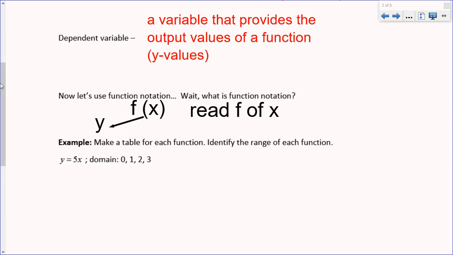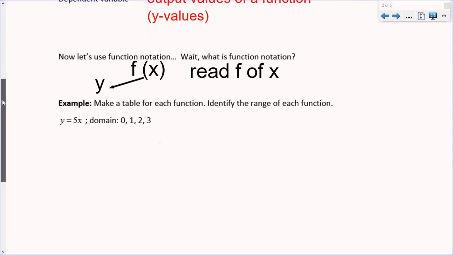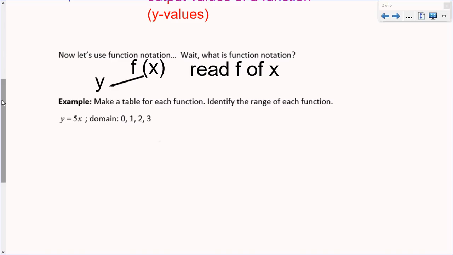Okay, so here's an example. We need to make a table for each function and identify the range of each function. So here we have y equals 5x, and they gave us a domain of 0, 1, 2, and 3. So what we're going to do is take these x values, which is our domain, and plug them into the equation, and what comes out is the y value. That way we can make our ordered pairs if we need to, and figure out the range.